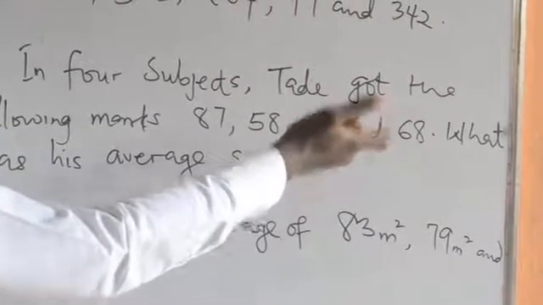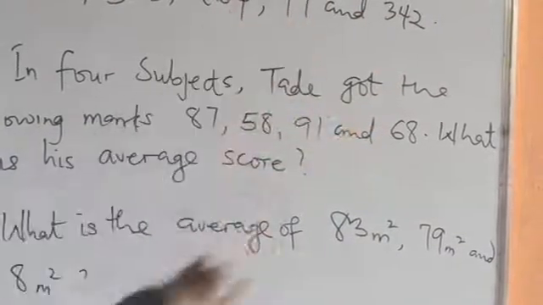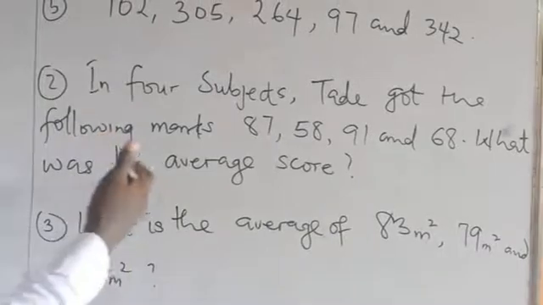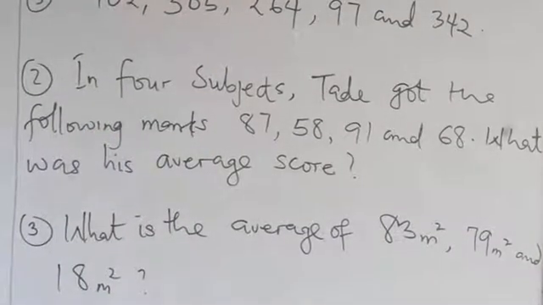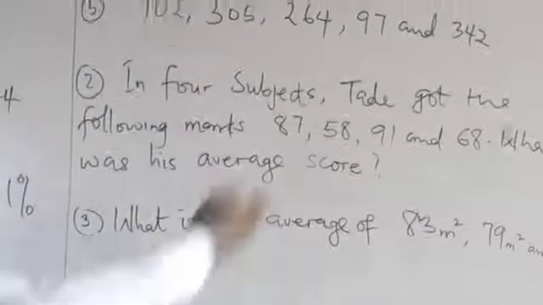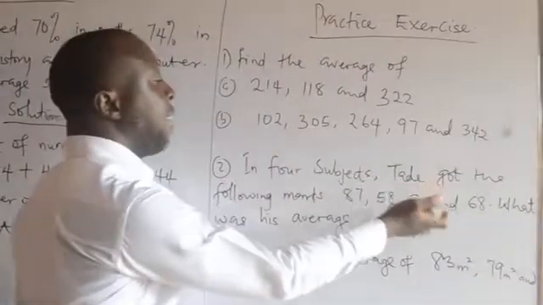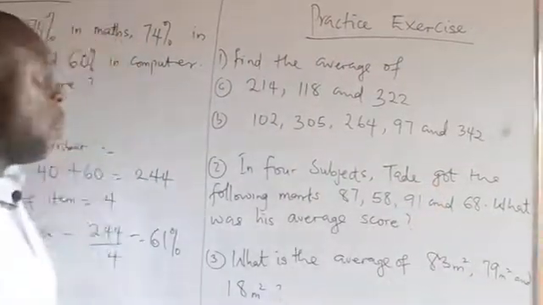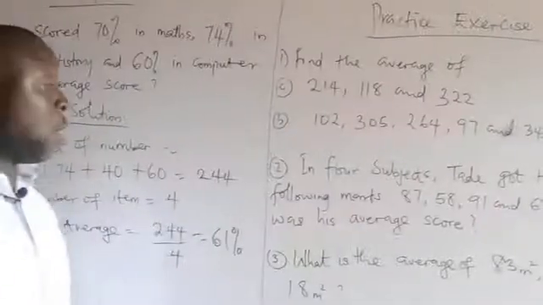Question 2. In 4 subjects, Tade got the following marks: 87, 58, 91, and 68. What was his average score?